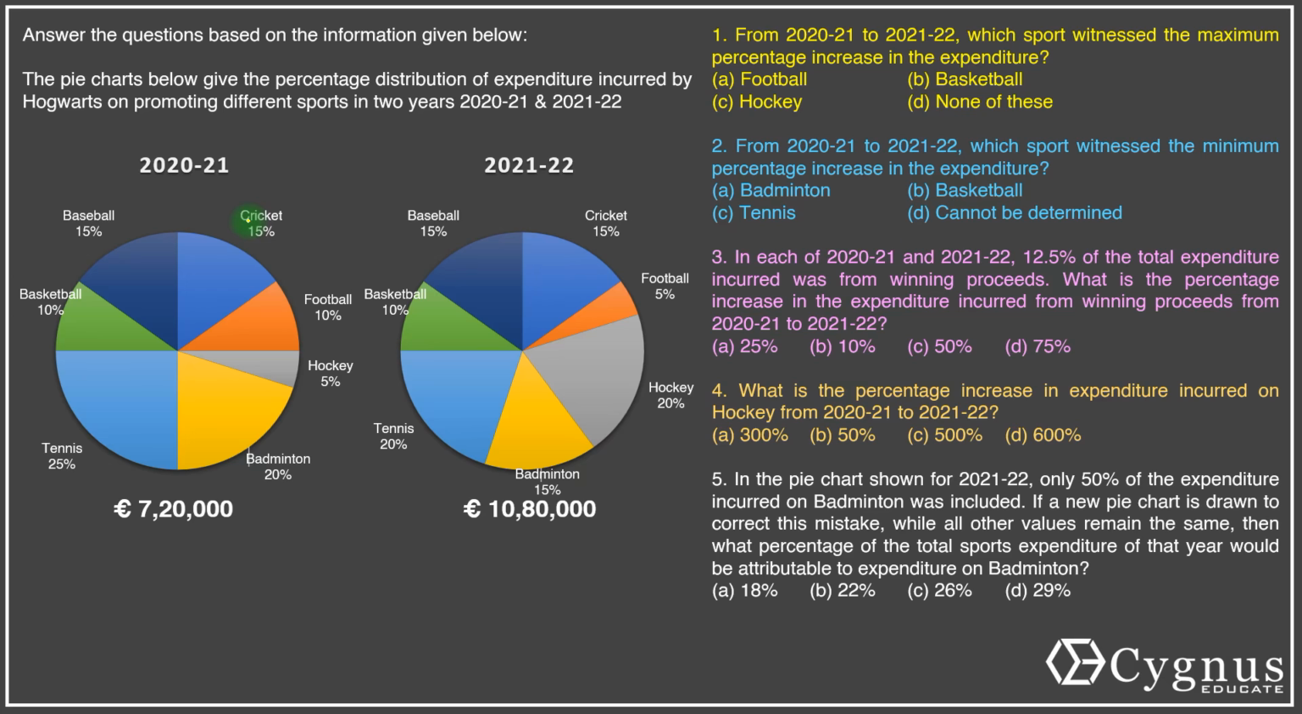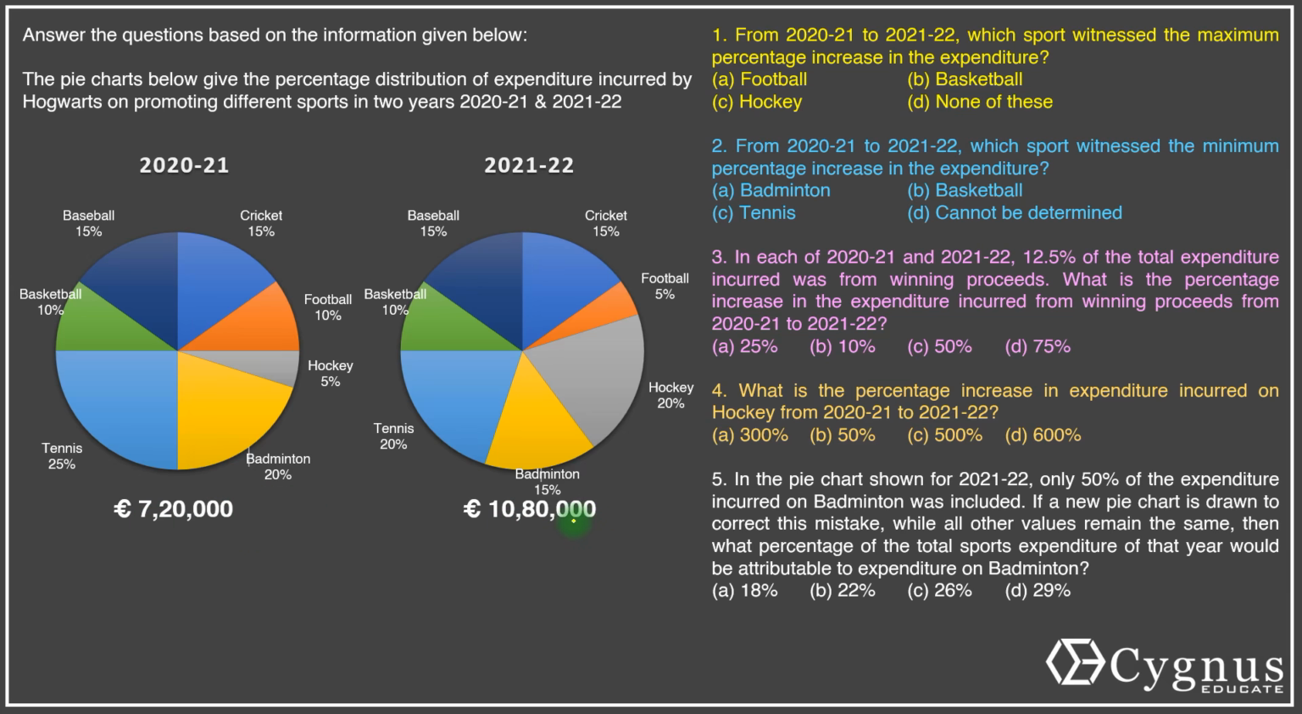It states that 15% of 720,000 euros were spent on promoting cricket in this year. 10% of 720,000 euros was spent on promoting football in this year, and so on. Likewise, 15% was the percentage distribution out of 1,080,000 euros spent in 2021-22 on cricket. Now, we know that in such cases, it's very beneficial to take the ratio of the bases.